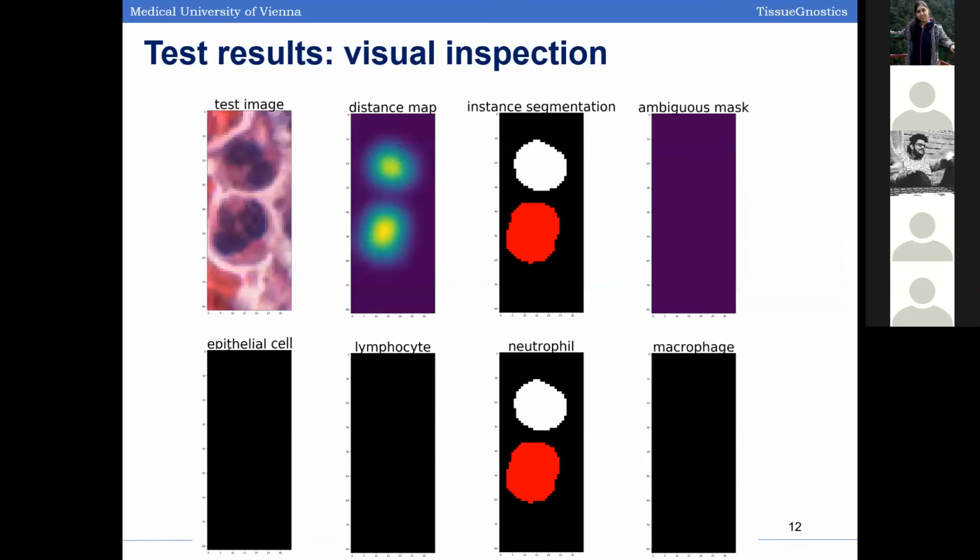And here is just a sample result from a test image. On the top and on the left, we can see the test image. Then you can see the results from the distance unit model. Here you can see the instance segmentation results and the ambiguous mask. For example, for this sample test image, we didn't have any ambiguous area. And finally, in the second row, you can see the results for the classification unit.